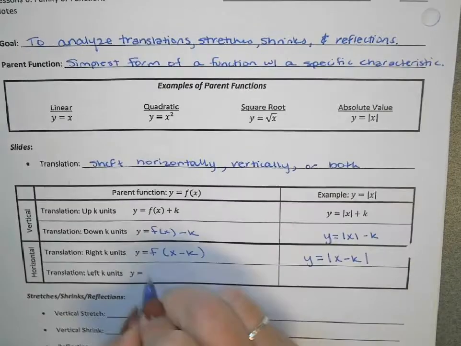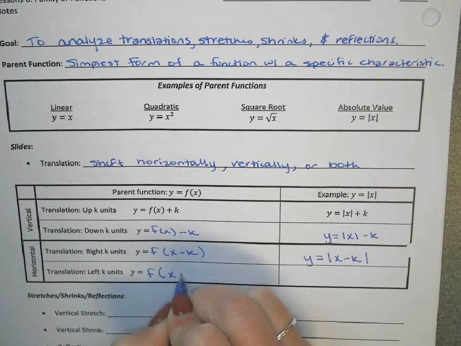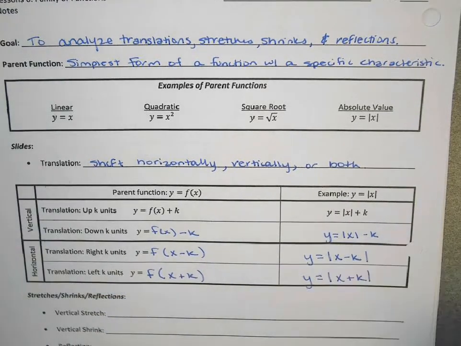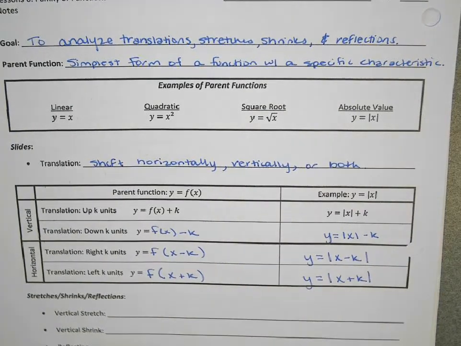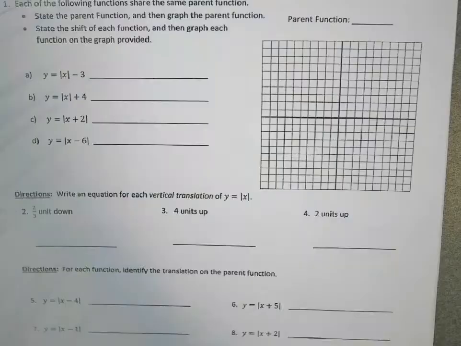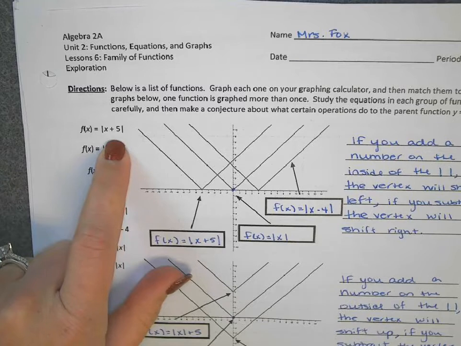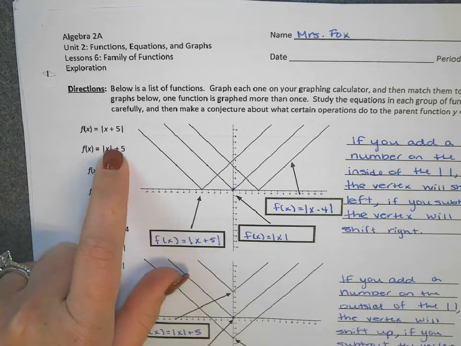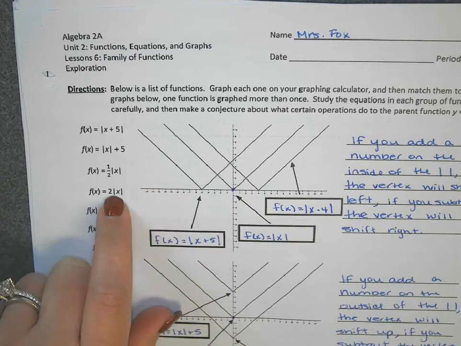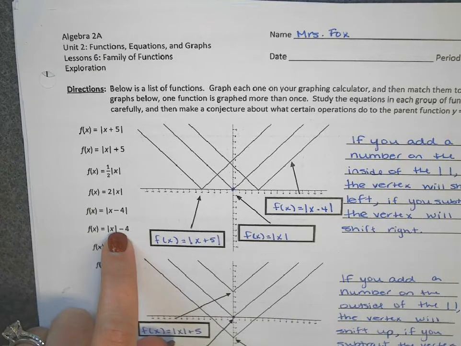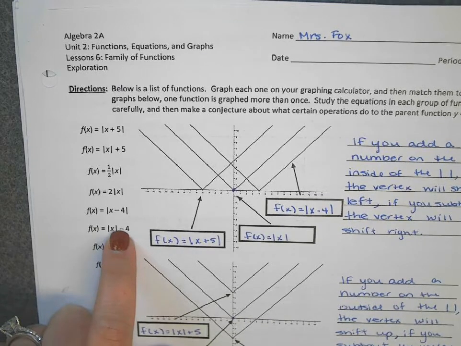Okay. If you wanted it to go left, you would have to add that value on the inside of that function. So for instance, if we look back here, now if we look at these, we know, looking at this, it would go left 5. This would go up 5. We didn't talk about that yet. This one would go to the right 4. This one would go down 4. So you can see the difference with adding on the inside or the outside, or subtracting on the inside or the outside, and how those move.